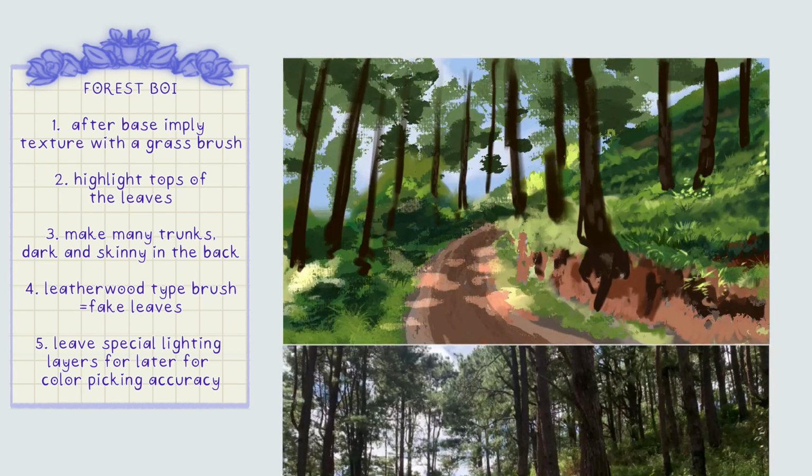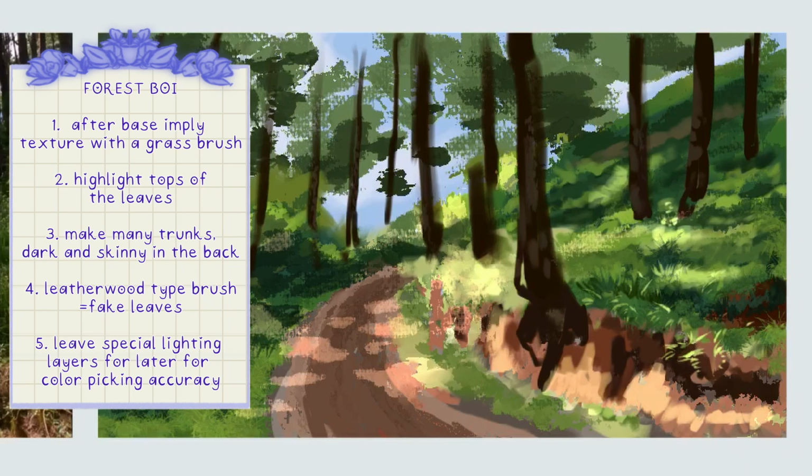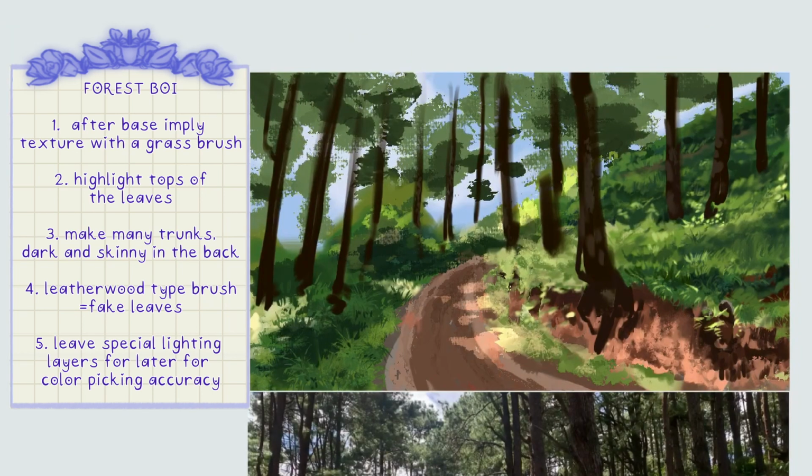After putting down your base, you want to start with blobs of contrasting color. Imply the texture by using something like a grass brush. Highlight the contrasts, especially highlighting the tops of the leaves where the light will hit. And then repeat around the area with less details in the back. When drawing forests, I would suggest to start with the trunks.